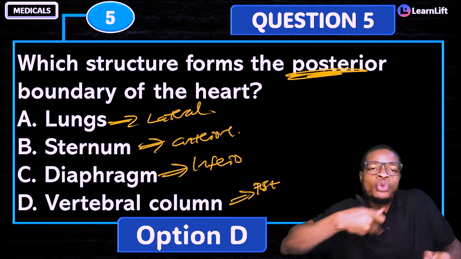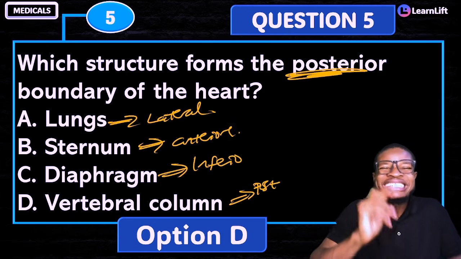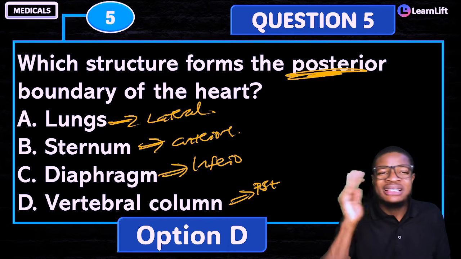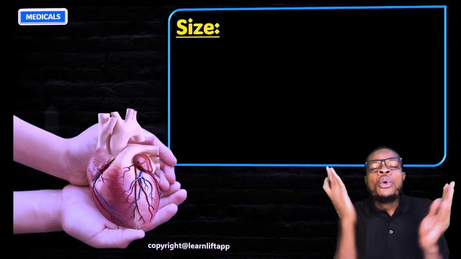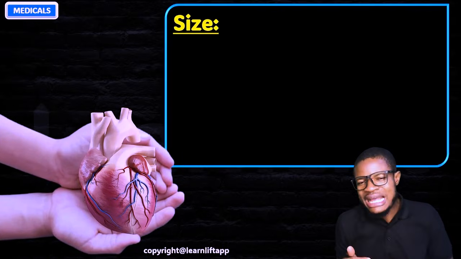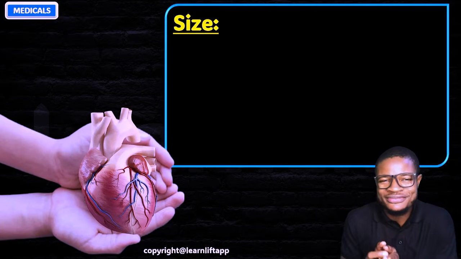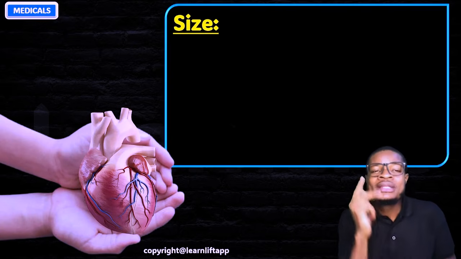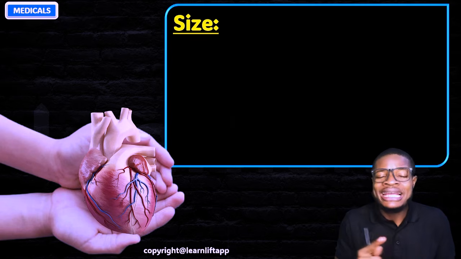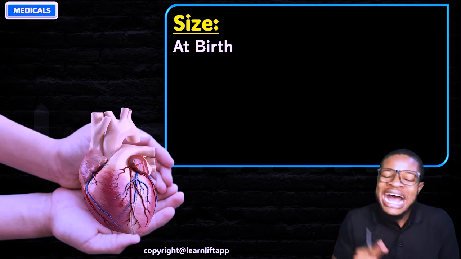Answer. What about superiorly? Superiorly, it is the great vessels of the heart. If you get this very fast with me, what is the size of the heart? See here, my heart is big. What's the size? The size varies, whether in adulthood or at birth.